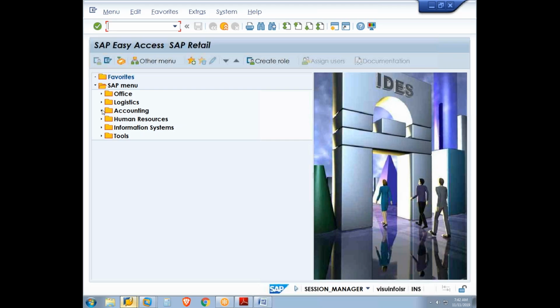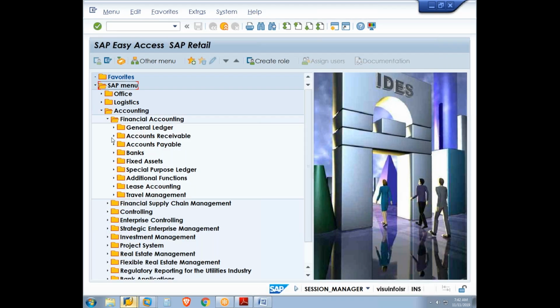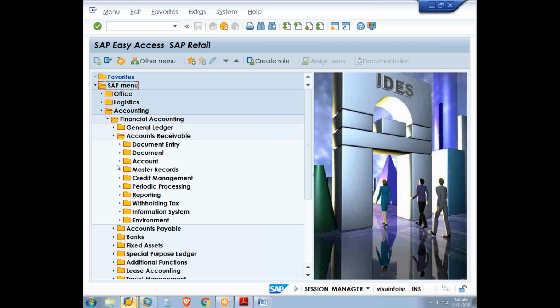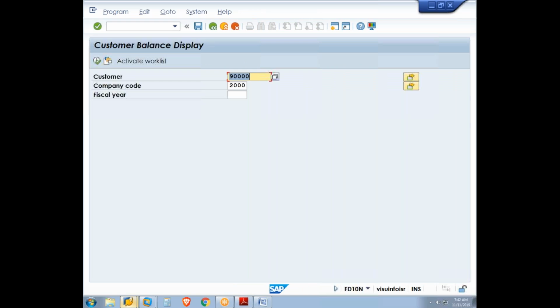So if you go to accounting, then financial accounting, then accounts receivable, then document entry account, okay, display the balances. Display the balances means display the account balance. Something like if I open the passbook of the bank, I can see the balance. Whatever amounts debited, whatever amounts credited, and what is the balance amount remaining in my account. Likewise here, every account will have an account balance.